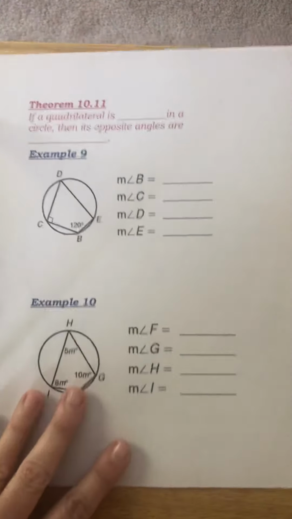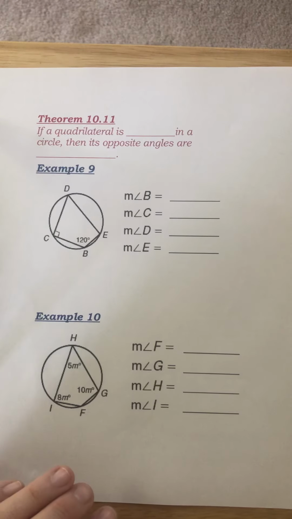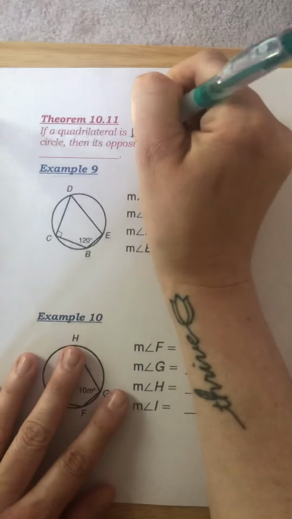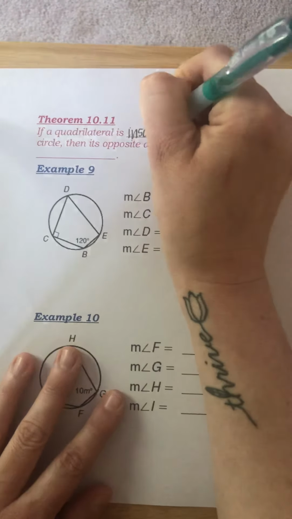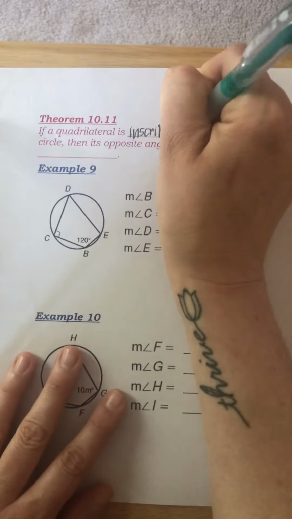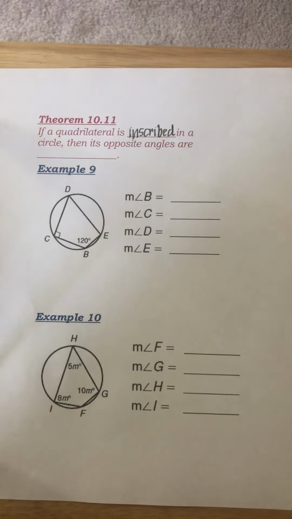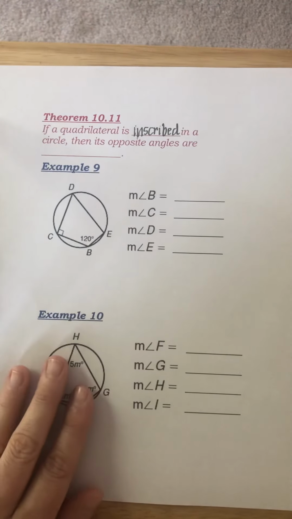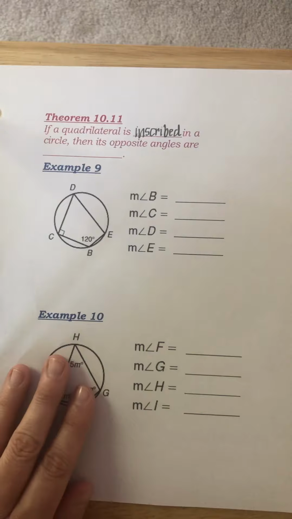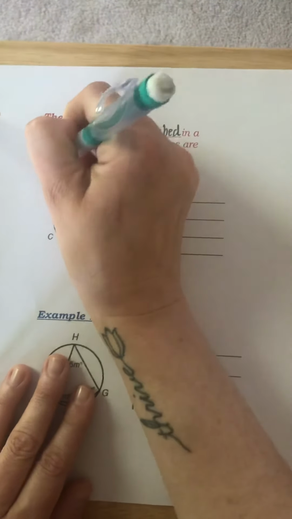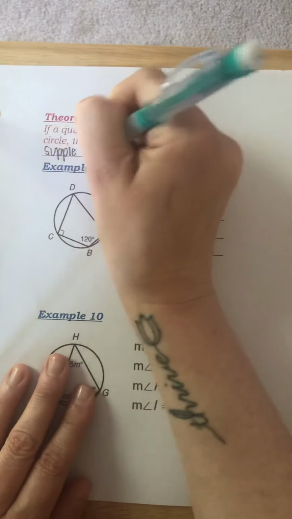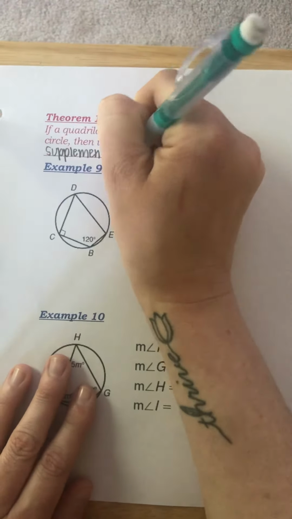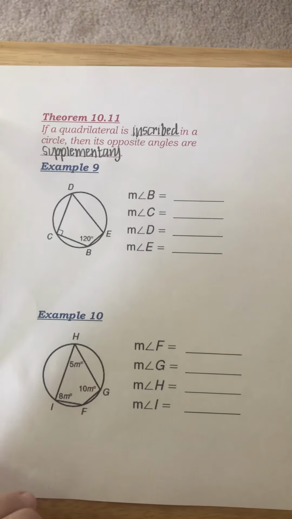All right, we are almost done. We do have another theorem in this section. It says if a quadrilateral is, again, we're going to use that word inscribed. Remember, inscribed means that all of the vertices are on the circle and the shape itself is inside of the circle. So if a quadrilateral is inscribed in a circle, then its opposite angles are supplementary. This takes us back to a word all the way back from chapter 1. Remember, supplementary means that you have two angles that are going to add up to 180 degrees.